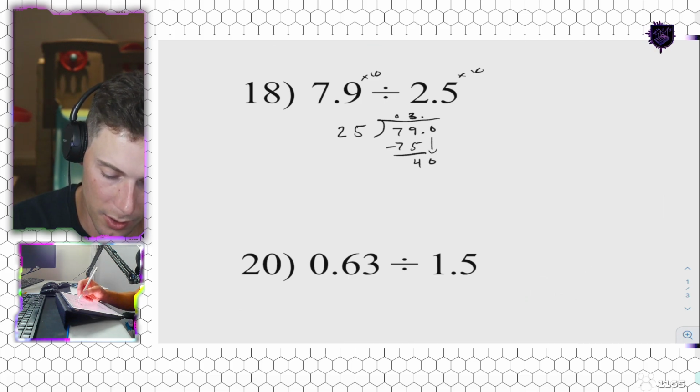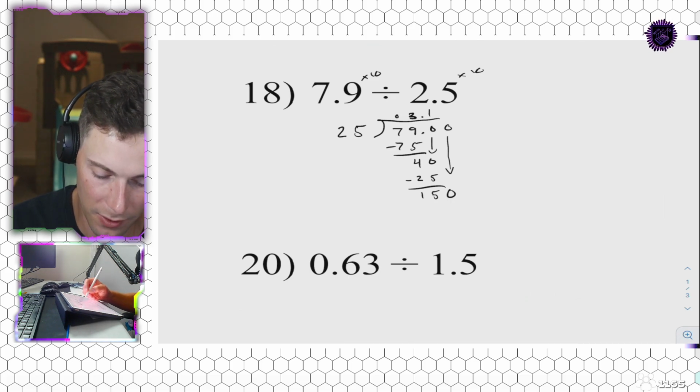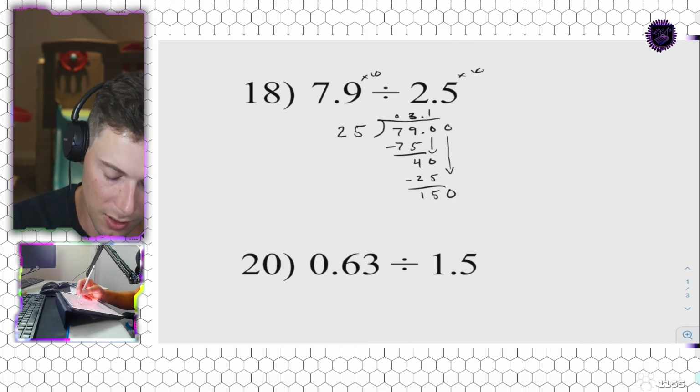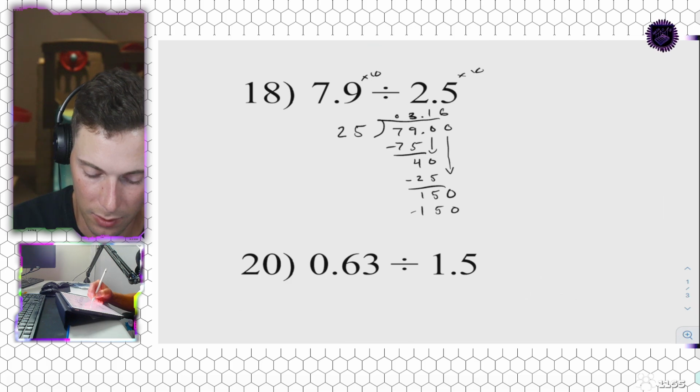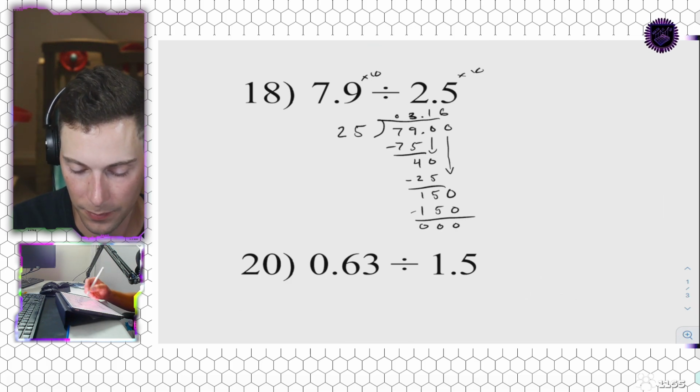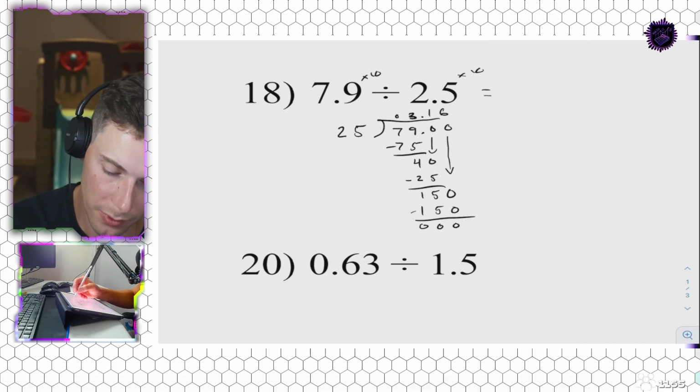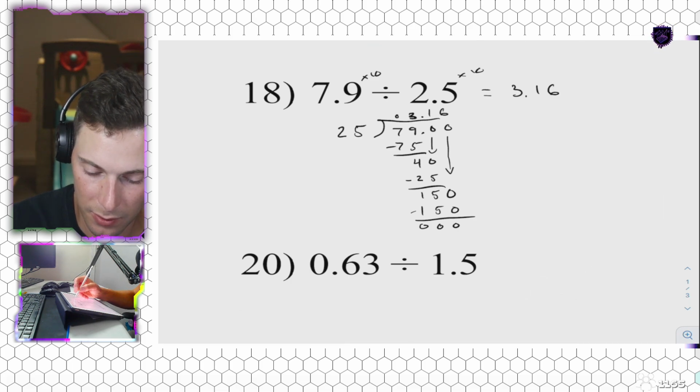That's going to go in once. 25. It's going to leave us 15. 25 minus 15. Add our second 0. Drop that down. 150. And that's going to be 4, 5, 6 times. And it'll go exactly into 150. 0, 0, 0. Okay. Equals 3.16.